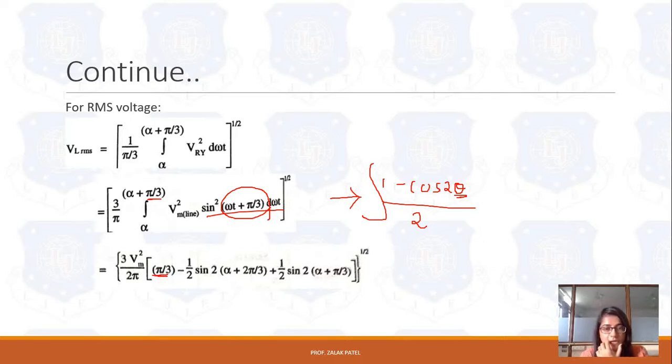Then the second term is cos 2 theta by 2. So 1 upon 2 is common, so that's why here 1 upon 2, and here also 1 upon 2.